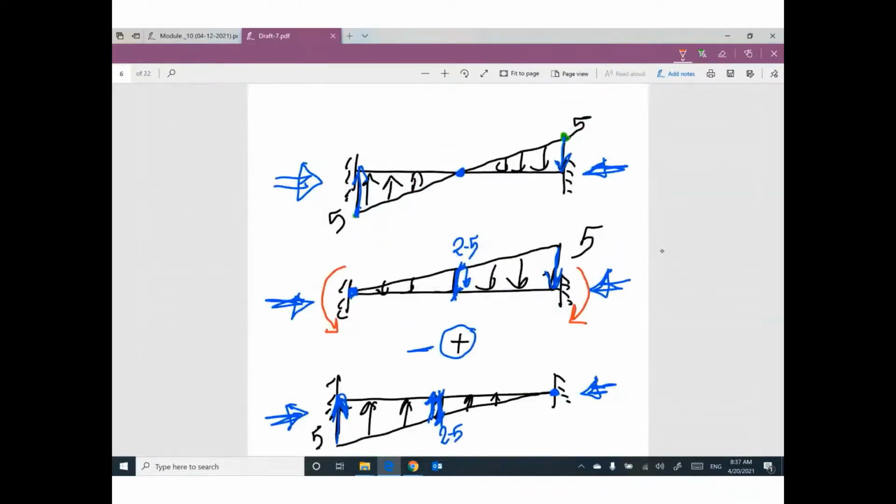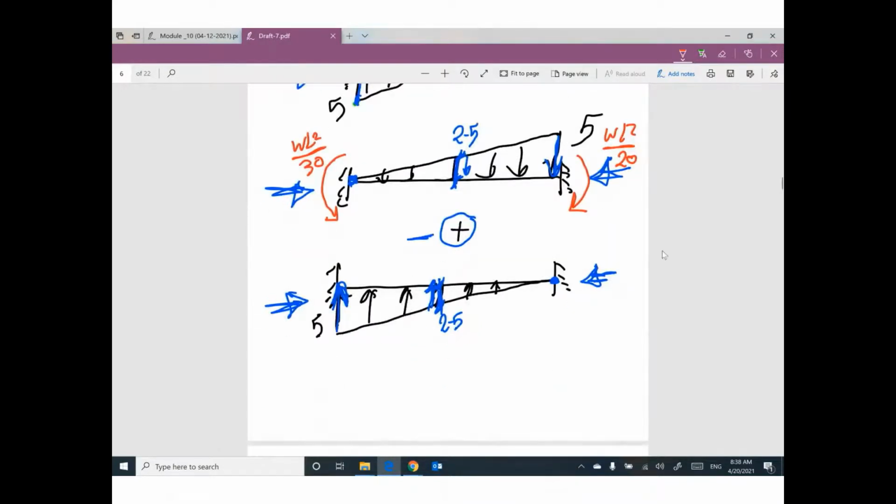So at this side will be WL squared divided by 20. At this side will be WL squared divided by 30. And this one will be opposite. So your moment looks like this and looks like this. At this side, WL squared divided by 20. At this point, WL squared divided by 30. And remember, clockwise will be positive. Counterclockwise will be negative. This one counterclockwise will be negative. This one clockwise will be positive. Does that make sense?